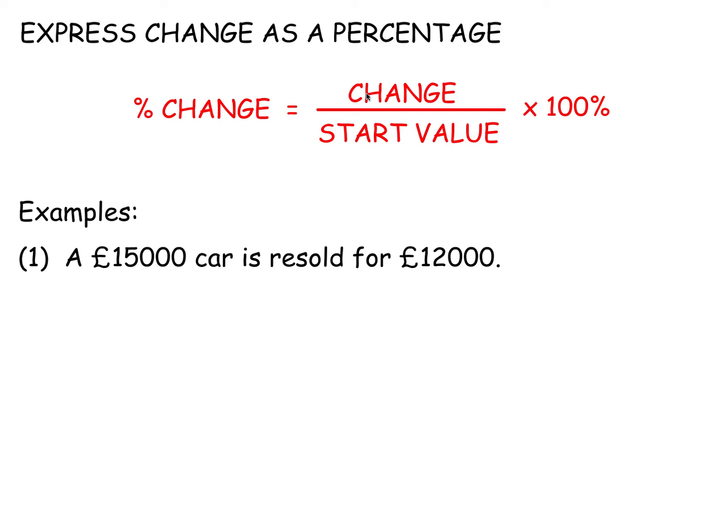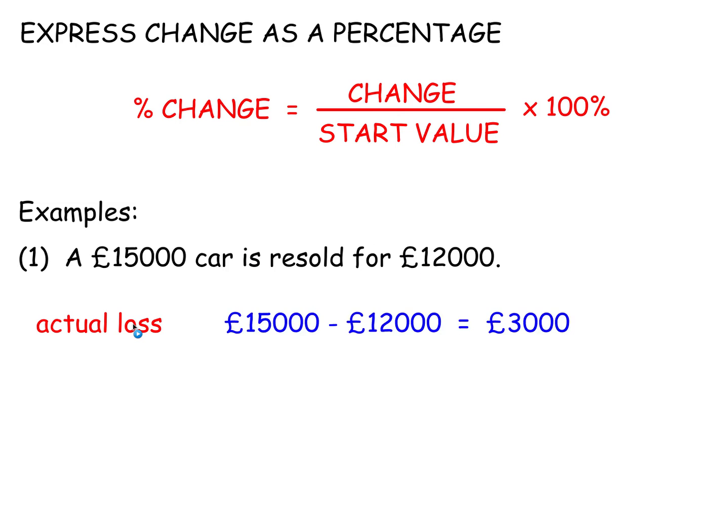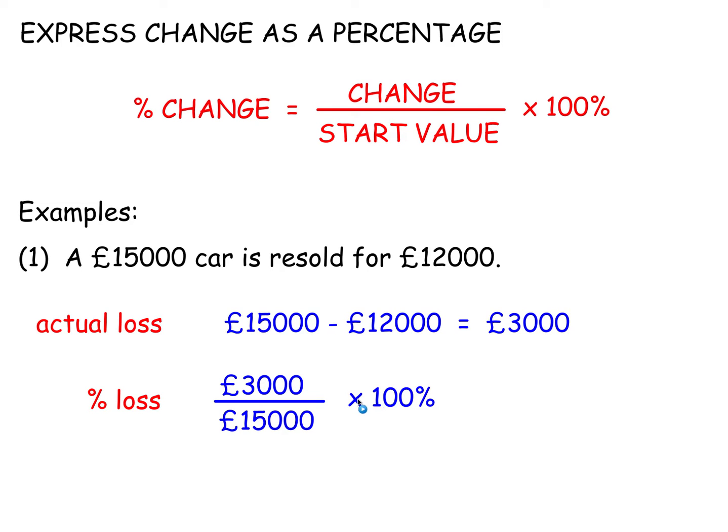So it's whatever it changed by, in this case £3,000, doesn't matter whether it went up or down 3,000, and what it started out at, 15,000. So the actual loss, or the actual change, was 3,000. It was 3,000 out of 15,000. That's the fraction, 3,000 out of 15,000, and that fraction gets turned into a percentage by multiplying by 100.